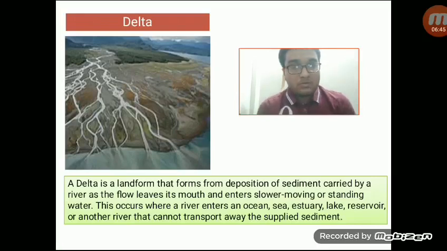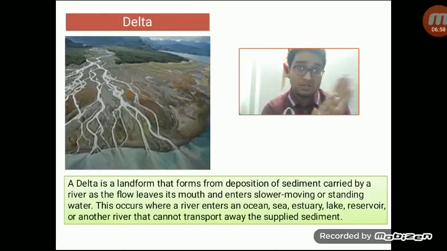This occurs where a river enters an ocean, sea, estuary, lake, reservoir, or another river that cannot transport out the supplied sediment. You can use these definitions of delta in your answer script. Definitely you will get good marks in your examination.